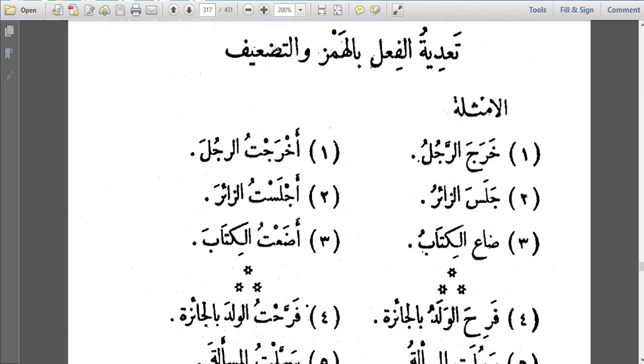Then right opposite it you see akhrajtu ar-rajula. Okay, akhrajtu ar-rajula, I made the man go out. Here it is not just fi'l and fa'il. Okay, it is fi'l, fa'il and maf'ulun bihi. Now the verb kharaja, we've added some hamza in front of it, such that this hamza we've added calls for a maf'ulun bihi. It has made the fi'l from lazim to muta'addi. Okay, from kharaja, now we have akhraja.